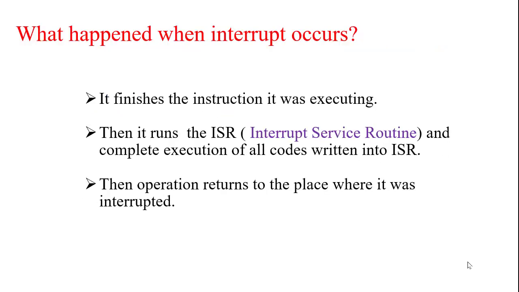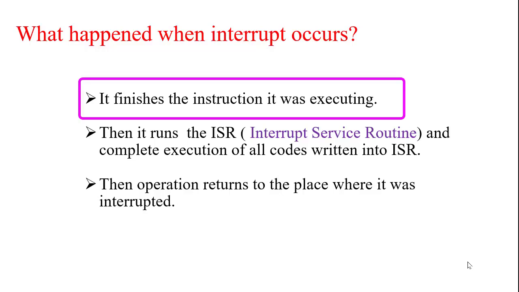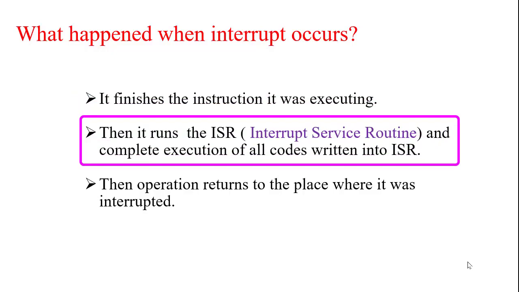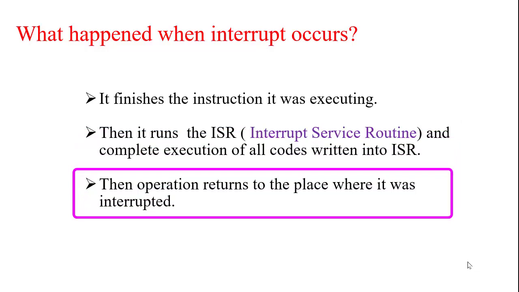What happens when interrupt occurs? When interrupt occurs, whether externally or internally, the microcontroller finishes the instruction it was executing, then it enters into the interrupt service routine and completes execution of all codes written into the interrupt service routine. Interrupt service routine is a subprogram that is related with the interrupt only. After execution of all the codes inside the interrupt service routine, it returns to the place where it was interrupted.